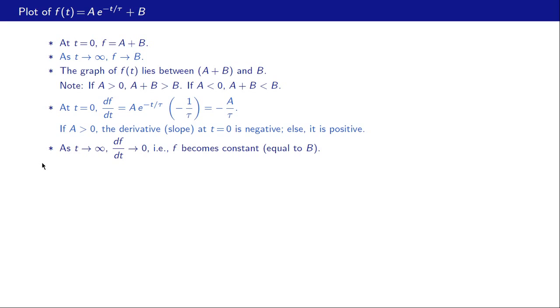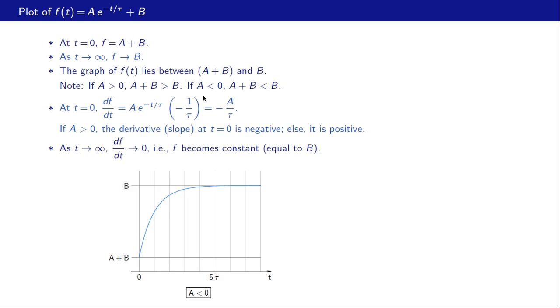Let us now look at these two cases, namely a greater than 0, a positive, and a negative. Let us start with a less than 0. In this case, a plus b is less than b. So our initial value, which is a plus b, is going to be smaller than our final value, which is b.